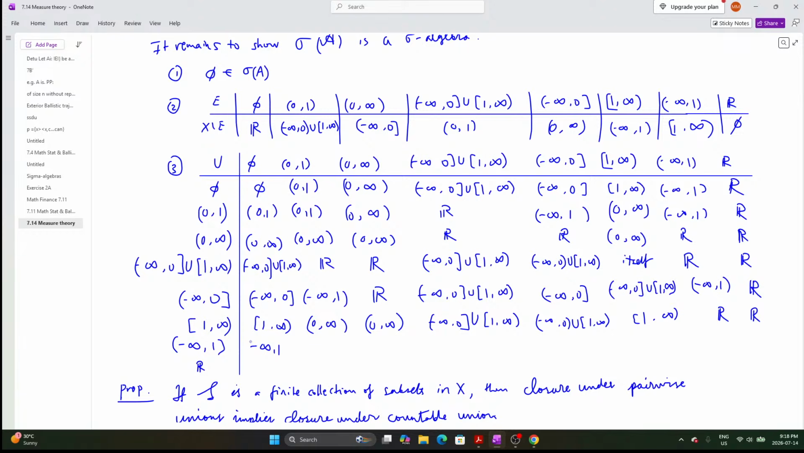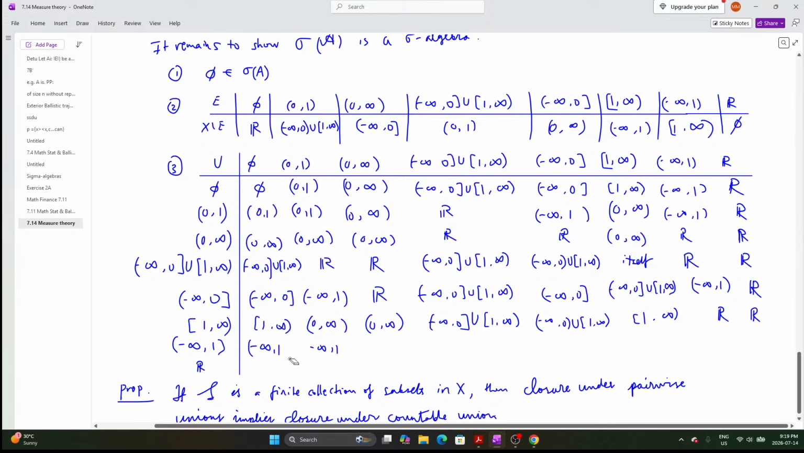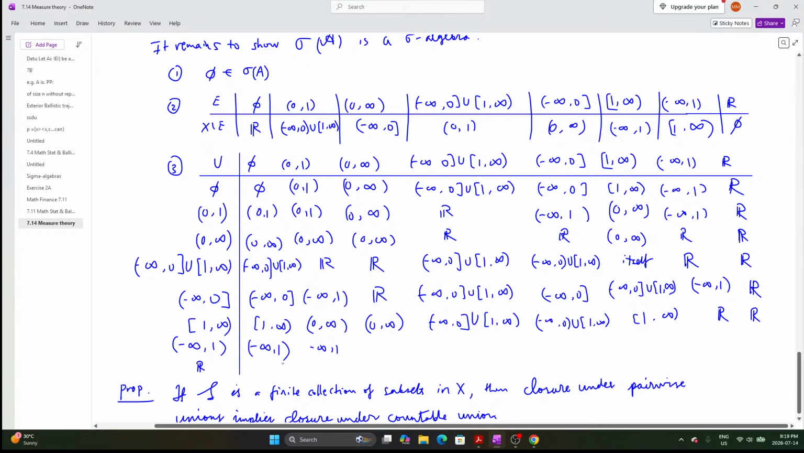Minus infinity to 1. So this is minus infinity to 1 again. Oh, actually, it should be closed. Hold on a second. This should be open. Open, open. I appreciate the detail, complete, and not boring. Yeah, thank you very much. Yeah, it's a grind, guys.